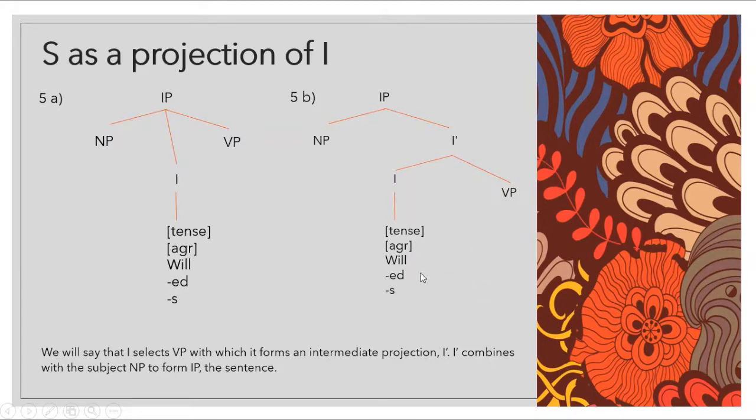Okay, so it's just an example of how an inflectional phrase should be under X-bar theory. We will say that I selects a VP with which it forms an intermediate projection, I-bar. Okay, the intermediate projection I-bar combines with the subject NP to form IP, the sentence. So I and the VP combine to form this intermediate category, the I-bar, and this I-bar combines with the NP to form this IP. Okay, so we start reading from the bottom up, from the smallest projection to the maximal one.